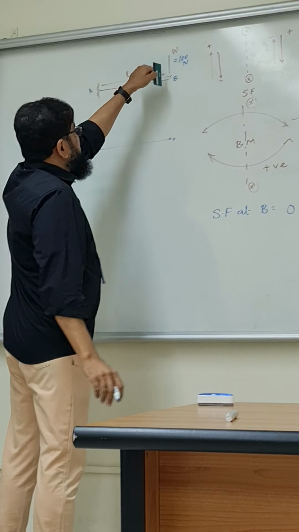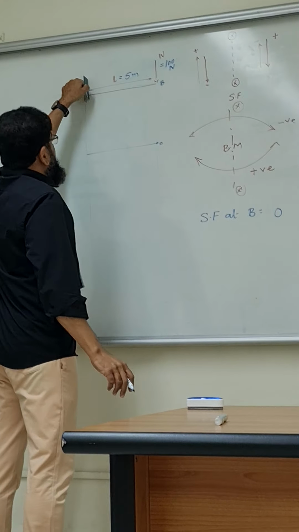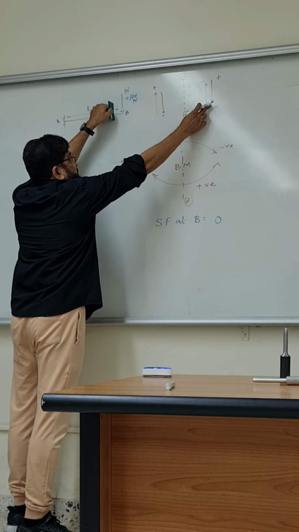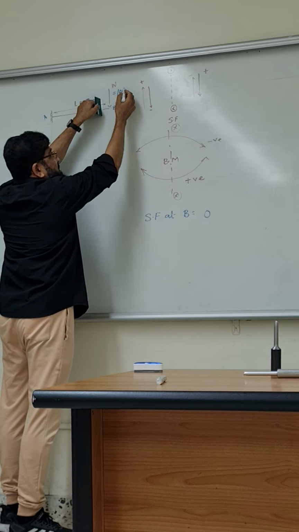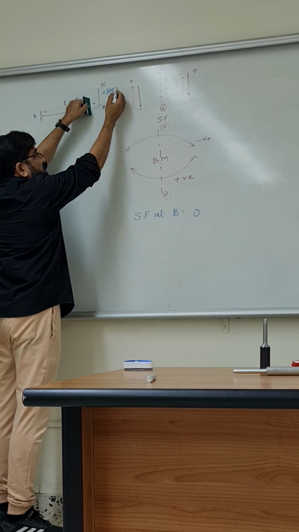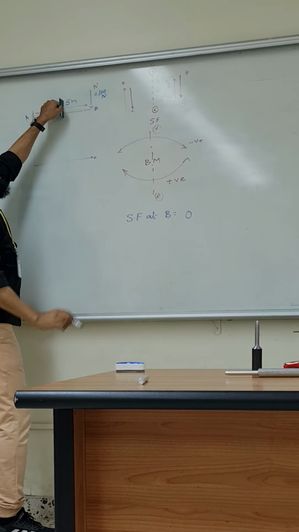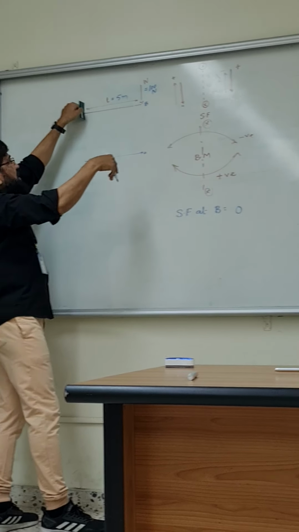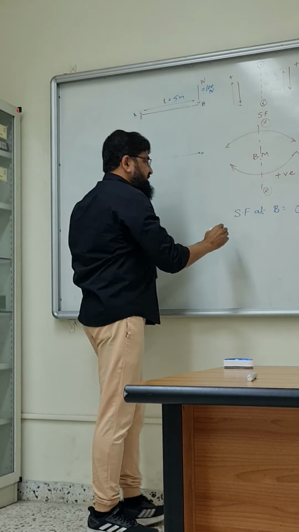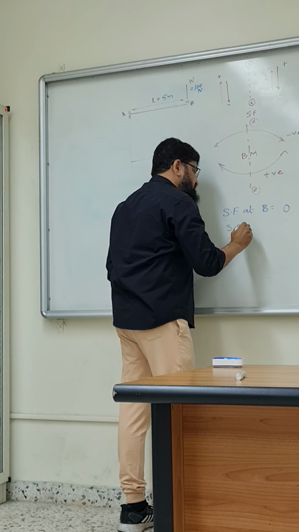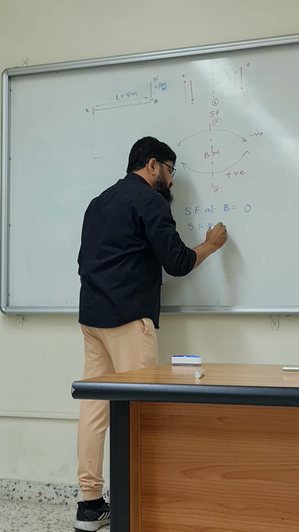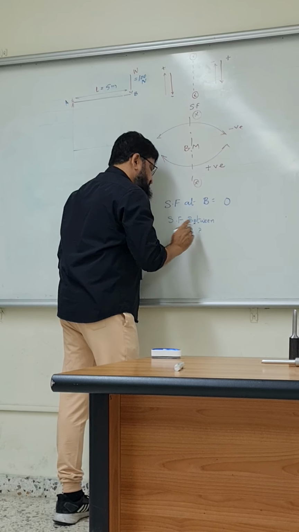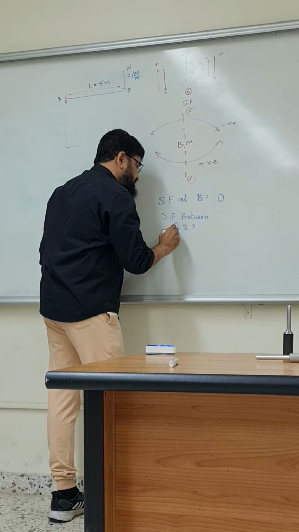Now between A and B, anywhere you keep your hand, with the right side downward, what is it? Positive, correct? And how much is this? 100 Newton. Everywhere it is 100 Newton. So what will I say? Shear force between A and B.